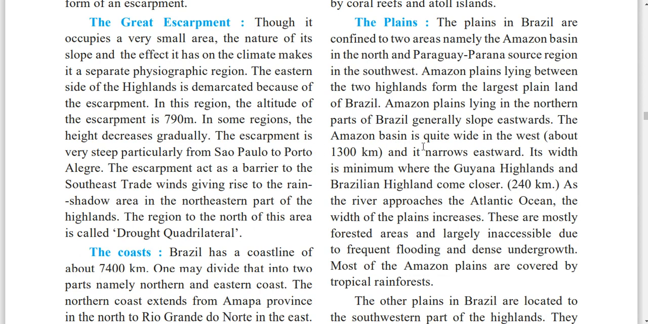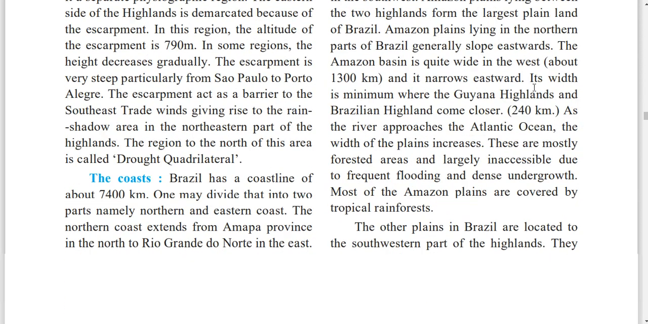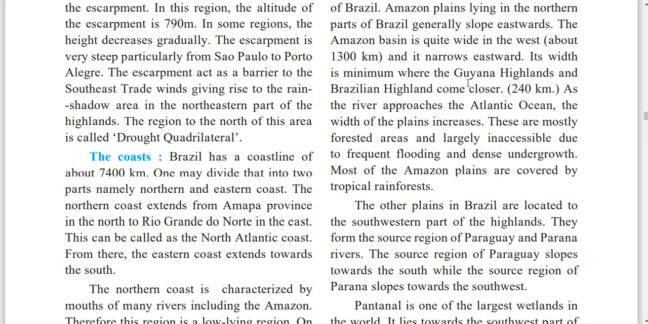The Amazon basin is quite wide in the west, about 1,300 km, and it narrows eastward. Its width is minimum, 240 km, where the Guiana highlands and Brazilian highland come closer. As the river approaches the Atlantic Ocean, the width of the plains increases.